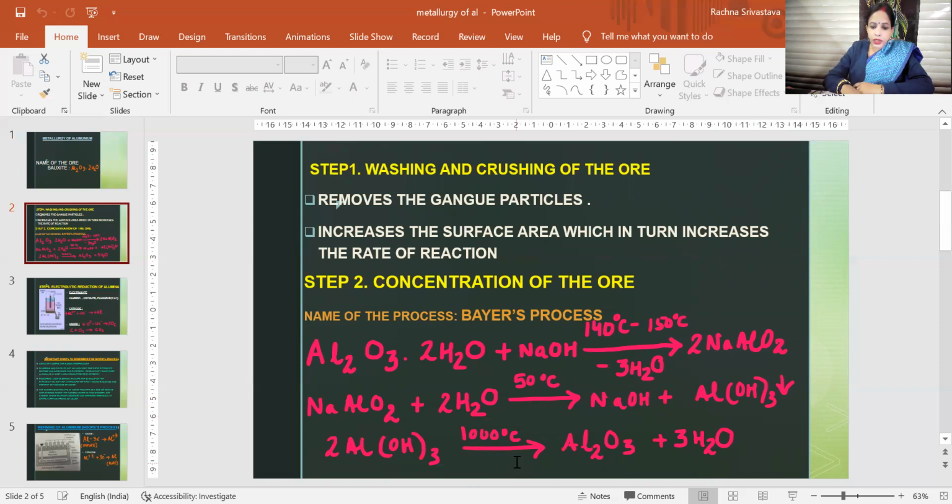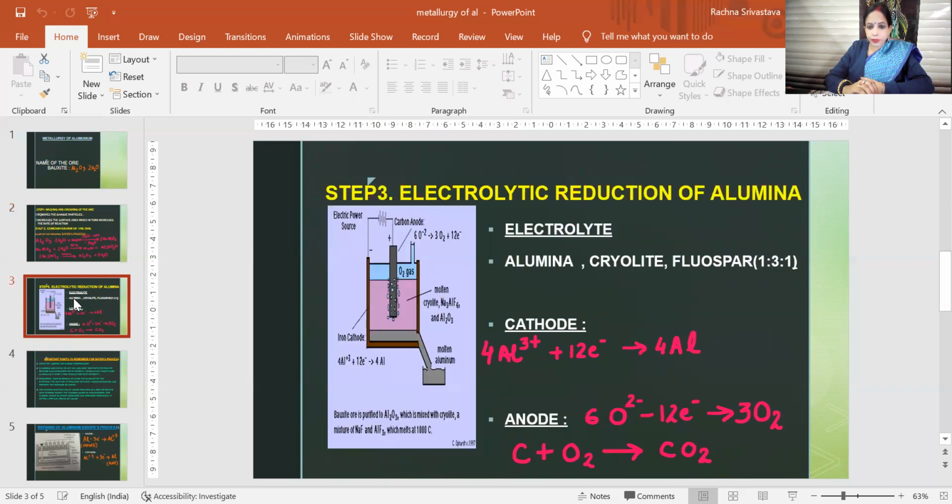Now this aluminium hydroxide, when heated at 1000 degrees centigrade, changes into alumina, Al2O3, aluminium oxide. The main purpose of metallurgy is to convert all the ore particles into metallic oxide, because it is very easy to reduce a metallic oxide, whether we use a reducing agent or an electrolytic method. I hope the reactions of Bayer's process are clear to all of you. Now we see the next process.